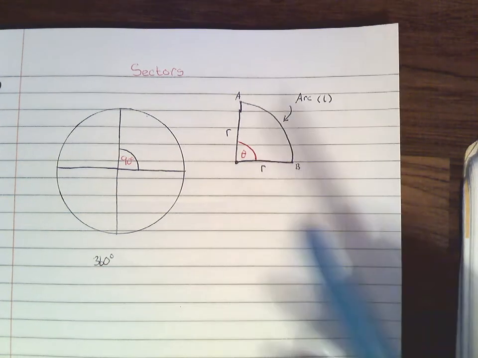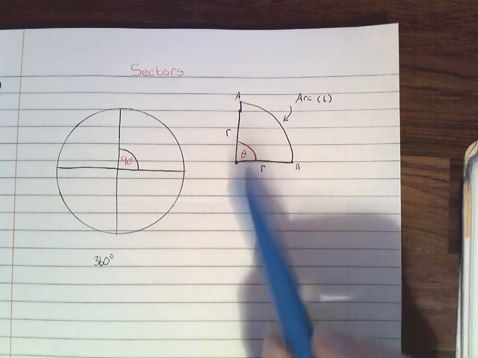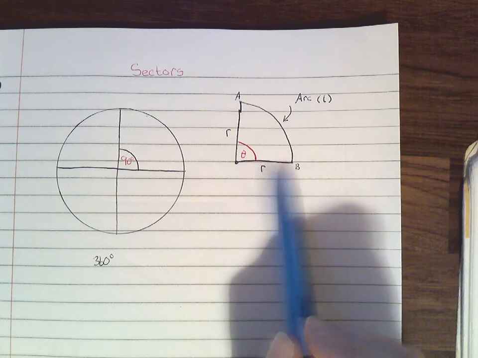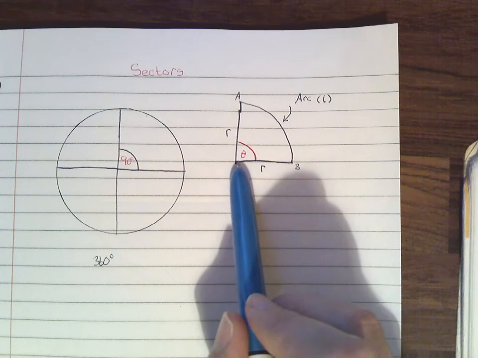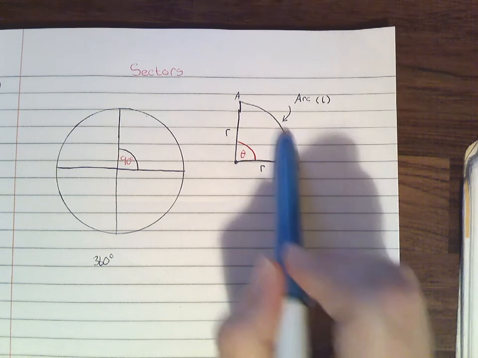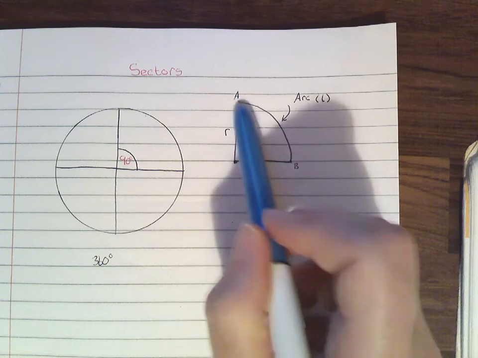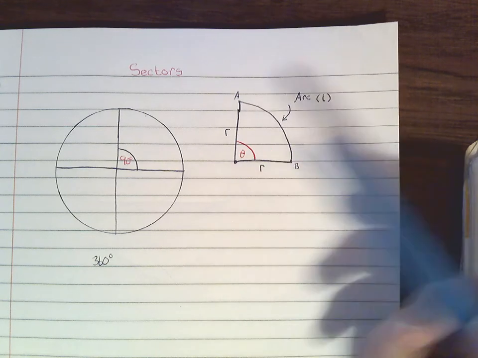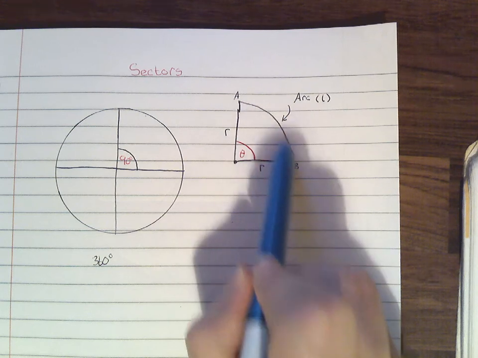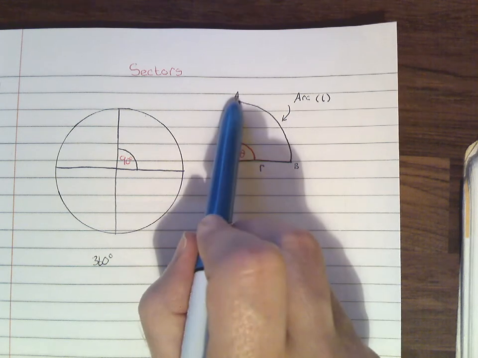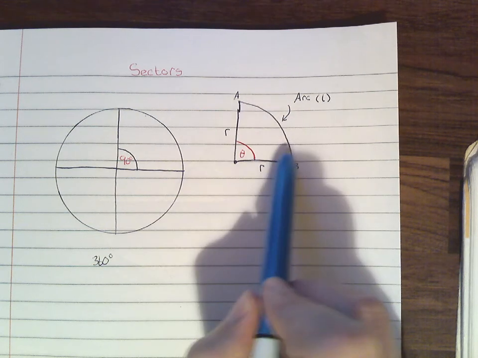Now what we need to be able to do is, number one, calculate the perimeter of a sector. So what does that mean? It means you get the length from here to here, and then the length from here to here, and you add them all up. The other thing you need to be able to calculate is the arc length. So for example, from A to B, you need to be able to calculate that arc length.